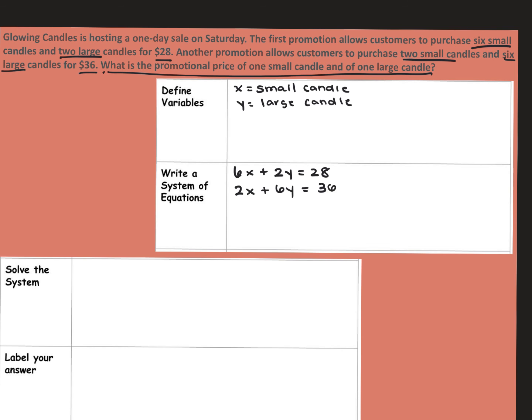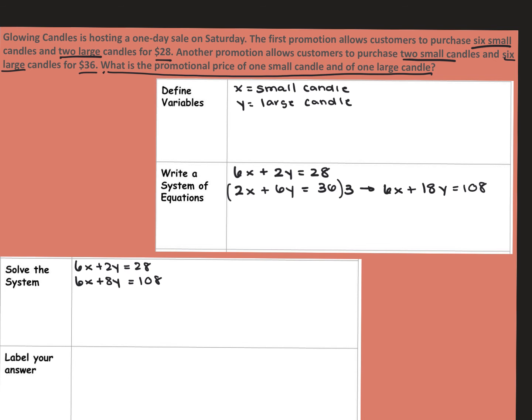So I'm going to multiply this second equation here by 3. Excuse me, I'm trying to get 6x. So I'm going to multiply it by 3. So my new equation becomes 6x plus 18y is equal to 108. All right. So now using elimination, I have 6x plus 2y equals 28. And I have 6x plus 18y equals 108.